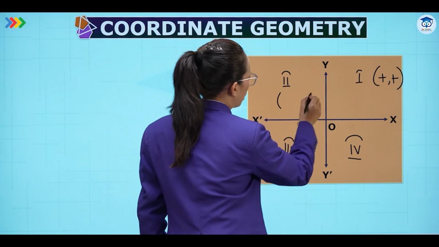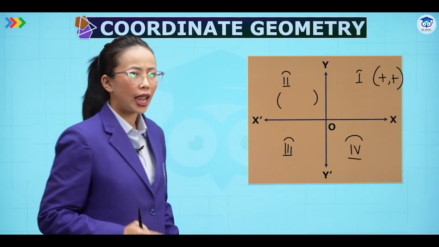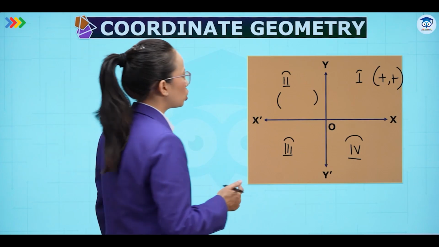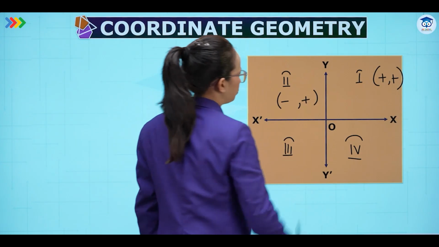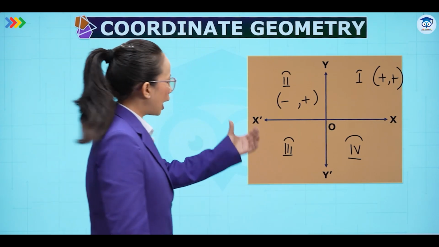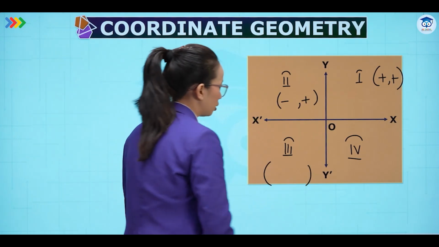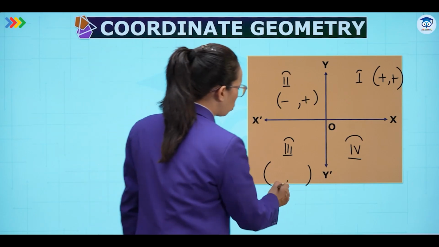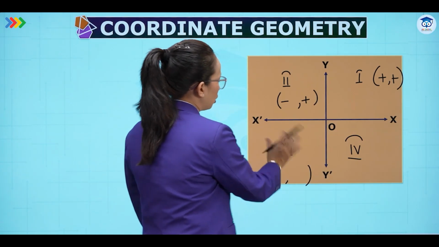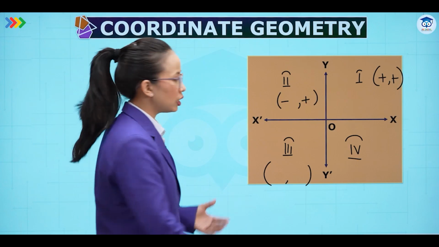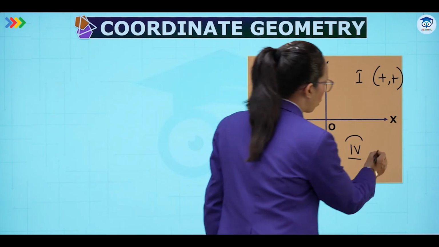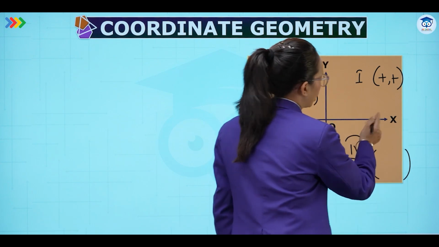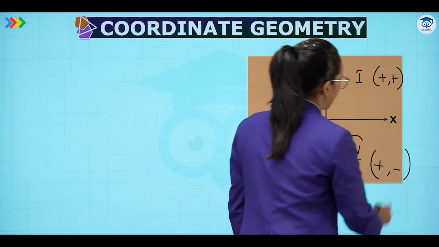So every time when we are writing the coordinates, x should be written first. So the x part will be negative now and the y part is positive. That we have to understand. And when we move to the third quadrant, it's between negative x and negative y, so both will be negative. And when we go to the fourth quadrant, x is positive and y is negative.